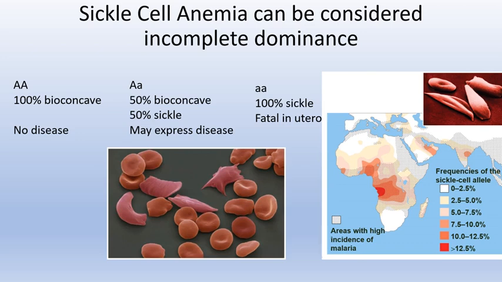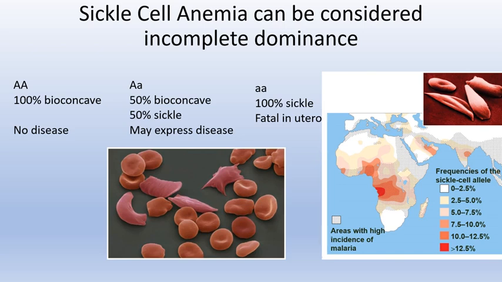You might expect that these people have a 50-50 split of biconcave and sickled red blood cells, but the immune system actually tips that balance to 40-60, with the biconcave cells amounting to 60% of the circulating red blood cells and the crescent sickle-shaped cells resulting in 40% of a person's blood.